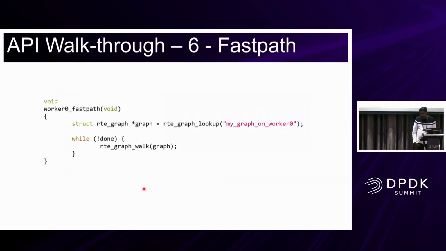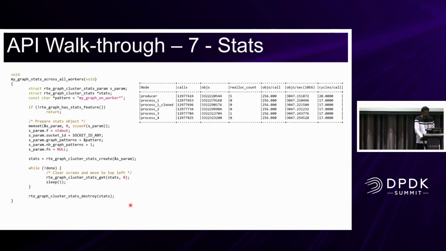Now that we have the graph, the fast path is simple. On the worker 0 fast path, you get a graph object from the name we created on the last slide, my graph on worker 0. So you've got the graph, right? Then the fast path is just doing a graph walk, that's it. When you do this graph walk, the process function for each node, which was already written by the node writer, will get called. That's the fast path.